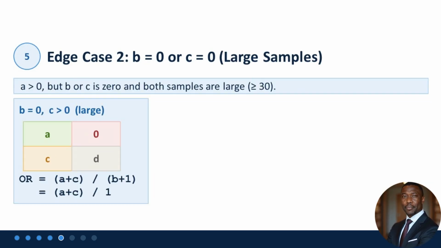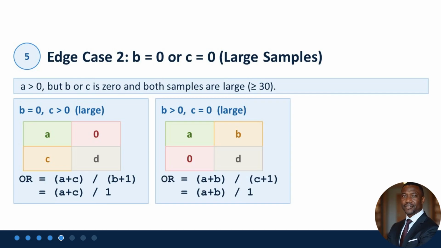When cell B is 0 but A is positive and sample sizes are 30 or more, we apply a Laplace plus 1 correction to the 0 cell. If B is 0, it means no one with the feature failed to get the outcome, a very strong positive association. The odds ratio becomes A plus C divided by 1.